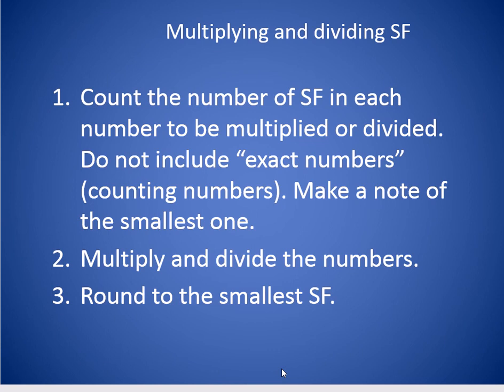Okay, a couple of rules about multiplying and dividing significant figures. For multiplying and dividing, what you do is you count up the number of significant figures in each of the values. Do not include exact numbers. Exact numbers are things like there's 1 foot in 12 inches. Those are considered exact values because they were created to be that. So something like that, don't include those numbers. But include only measured numbers in this. So what you would do is you count up the number of significant figures in each, and you're going to write the answer to the smallest number. So go ahead and multiply and divide your number and round to the smallest number of significant figures.